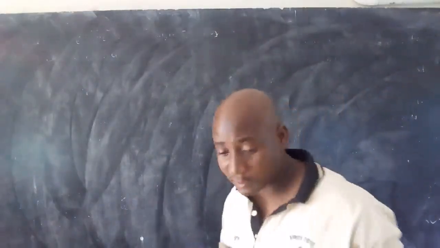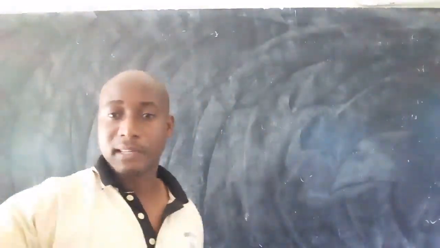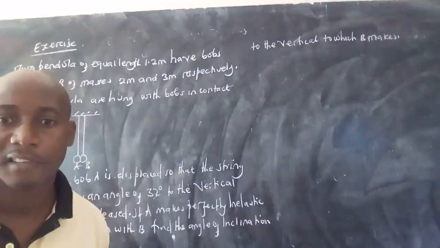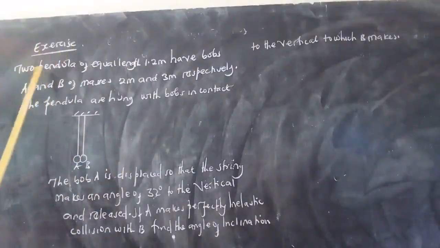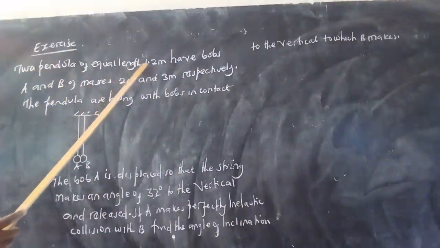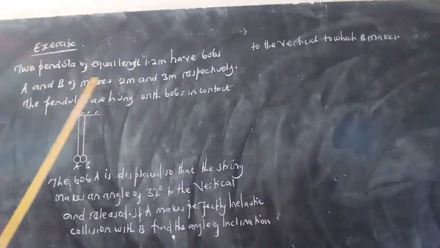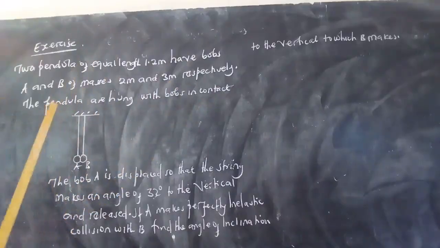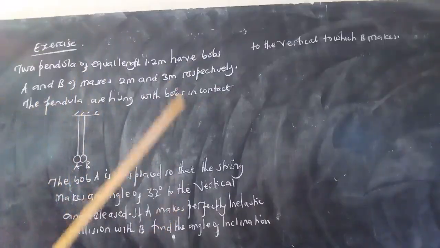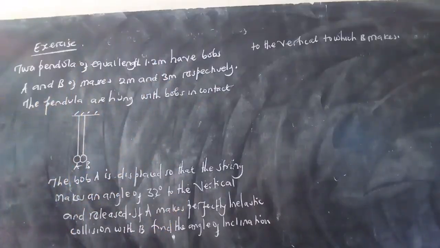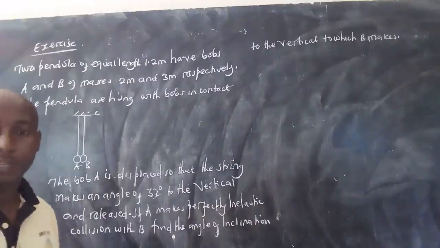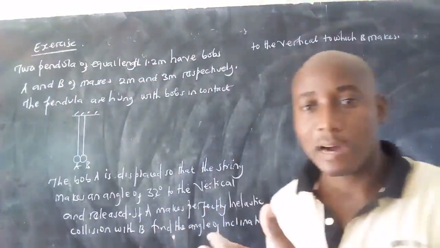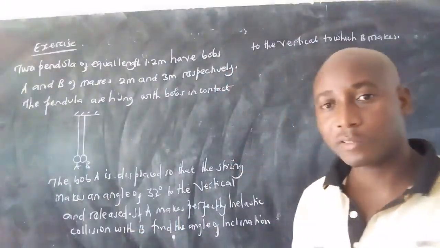Such a question gives 5 marks. So we have this one: two pendulums of equal length, with bobs A and B of masses 2m and 3m respectively. The pendulums are hung with the bobs in contact. So that is the question. Anyway, these are the questions. I think we know how to treat them, not so?